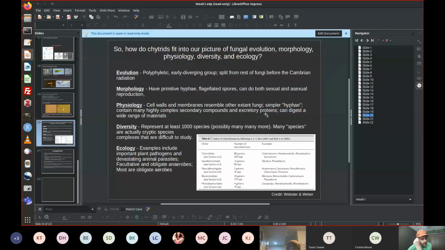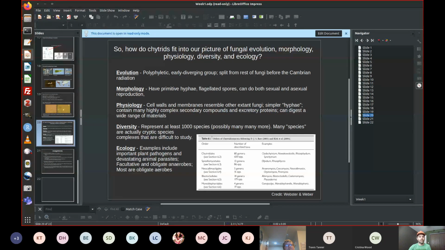So, towards the end of each batch of lesson slides, I've got a slide like this that kind of just has questions for you. These are the sorts of things I want you to consider. How do these fit into our picture of fungal evolution, morphology, physiology, diversity, and ecology? Okay, so what is it that you know about chytrids, especially after reading your chapters and the paper, that fits into what we think about as being fungal? How does it change your definition of what a fungus is? Or how does it fit neatly into your definition of fungus?